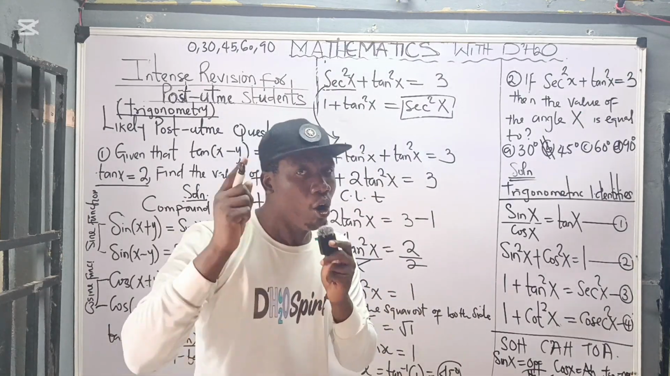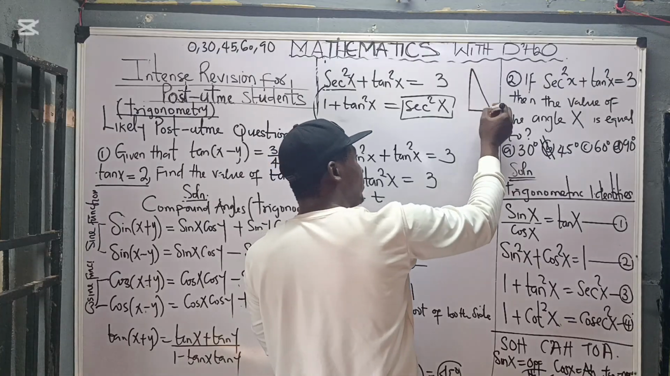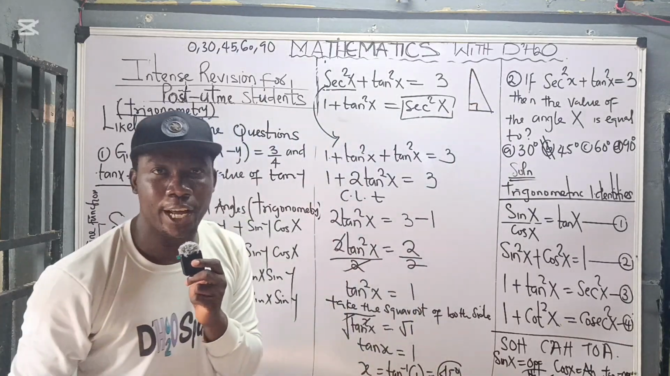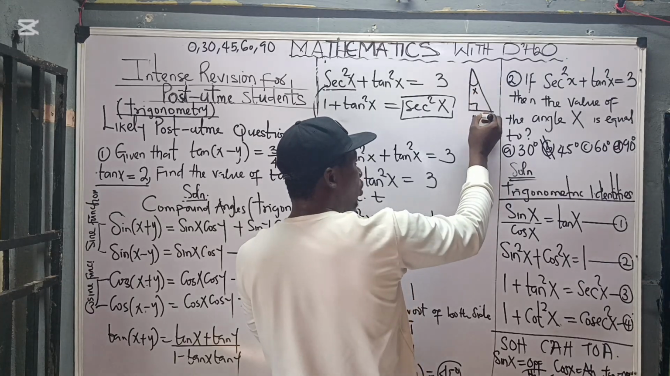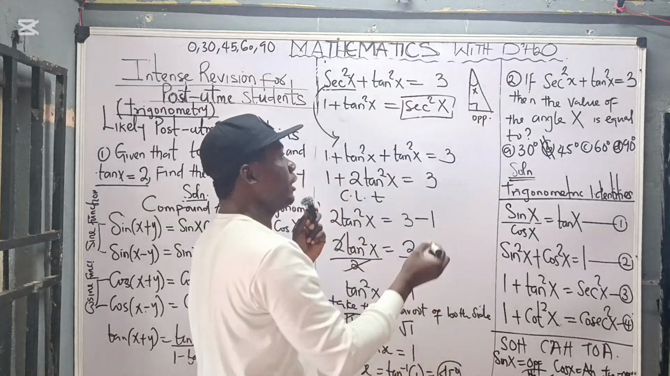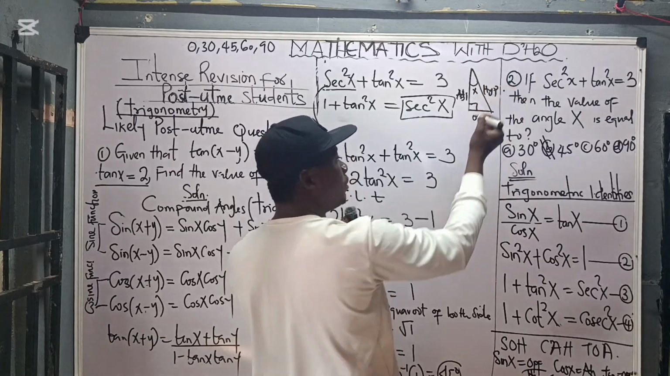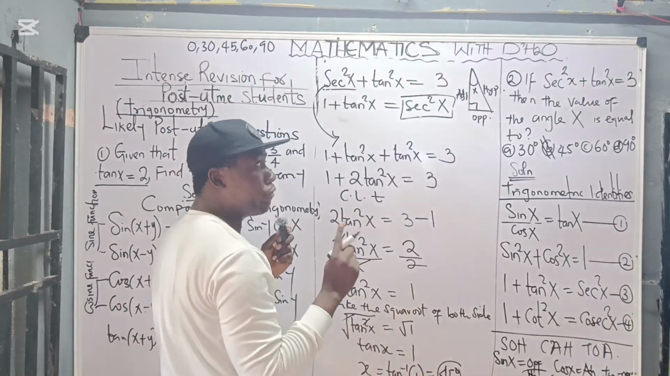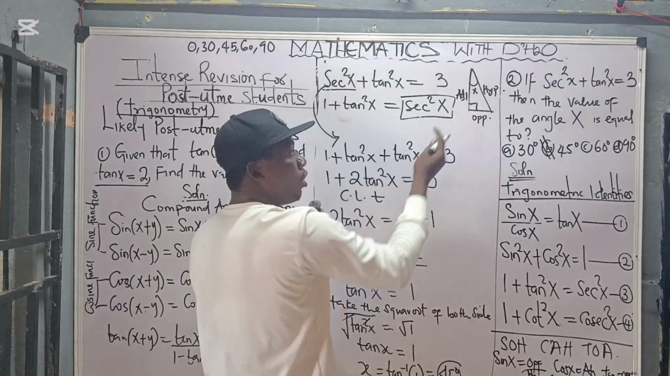So you must allow this to stick. Very important, more so as a post-UTME student. If I draw a triangle for you like this, and I put my angle here, x, this place becomes your opposite. I hope you remember that. This place is your what? Adjacent. While here is your hypotenuse. Do you understand? So don't forget this, because the angle is here. If the angle was here, it would have been opposite.